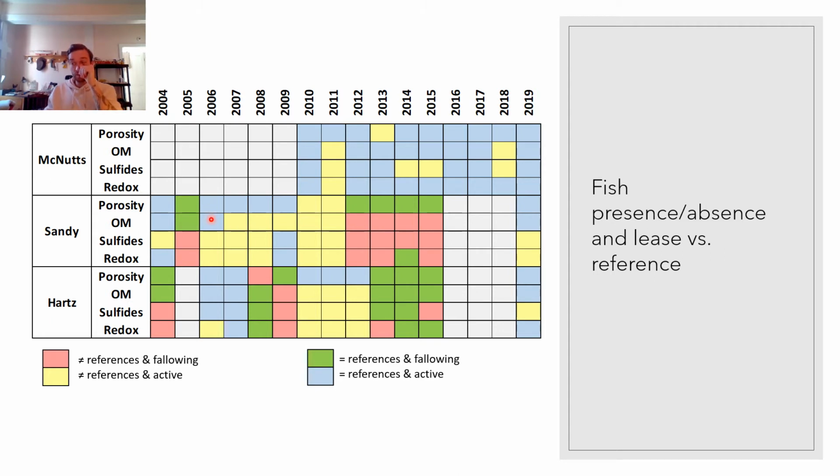Now blue is no significant difference between lease and reference sites, and green is no significant difference between lease and reference sites. Just the difference is whether fish are present or not. Fish present, fish not present.